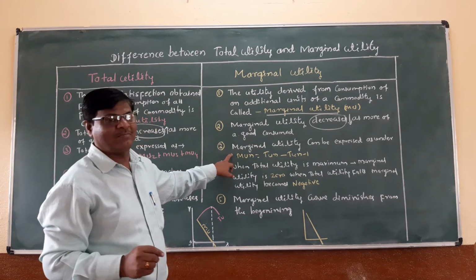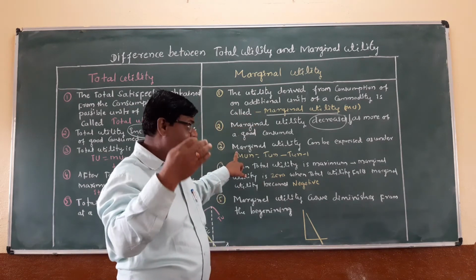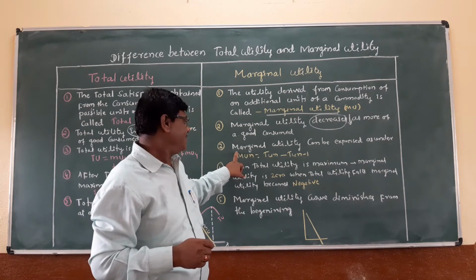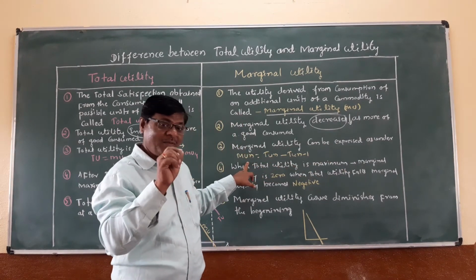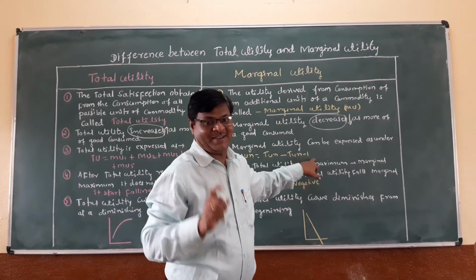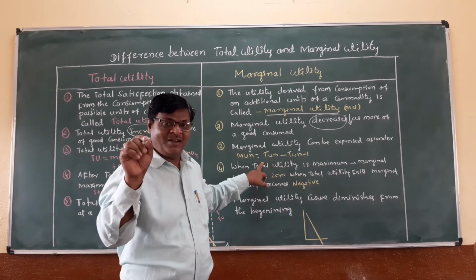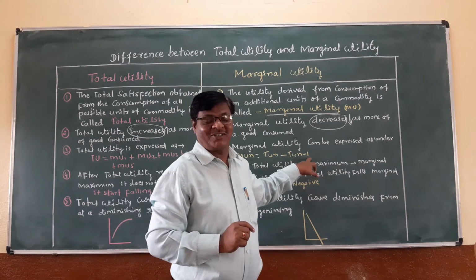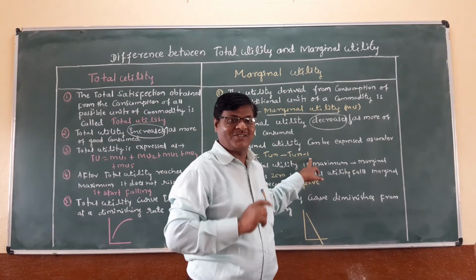And in the case of marginal utility, it can be expressed as follows: MUn is equal to TUn minus TUn minus 1. This is marginal utility. This is the difference between total utility and marginal utility.